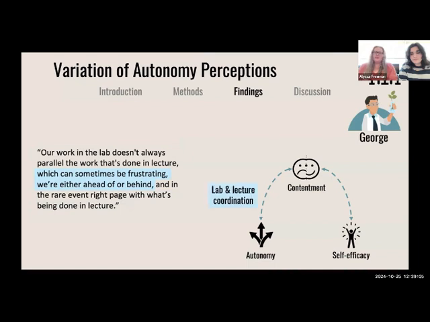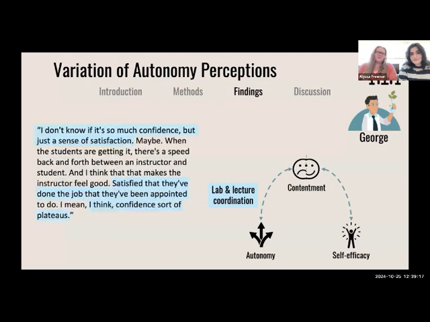So here, George is describing how sometimes there's a lack of coordination between the lab and the lecture, which he cannot control. And so he experiences a bit of frustration with that situation. And thinking about how he described his contentment and self-efficacy, he says this quote.